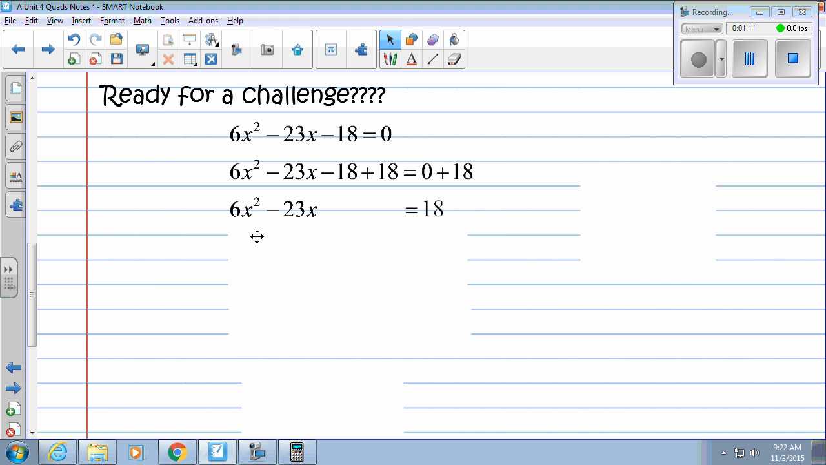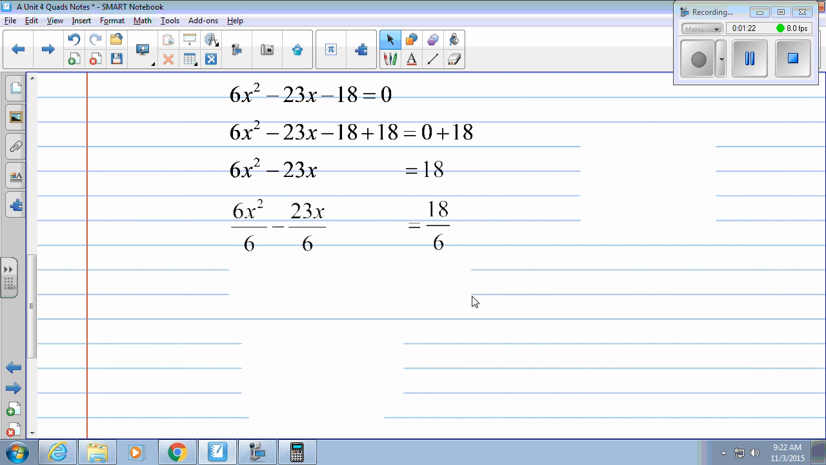So to get rid of it, since it's 6 times x squared, I need to divide. What I do over here, I have to do to every term. So I'm going to divide everything by 6. And that's going to give me x squared minus 23/6 x equals 3. That's a hard word to say.